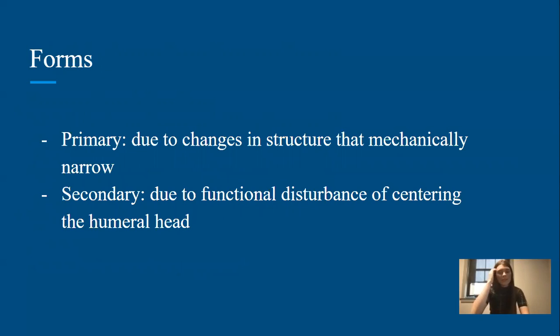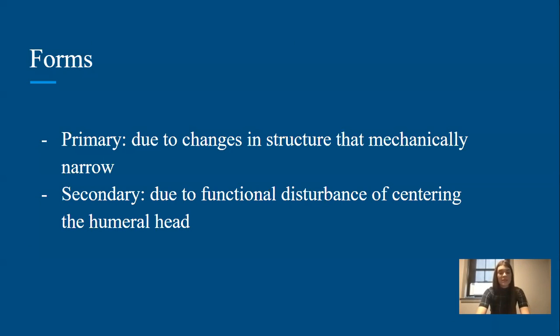It is important to mention that subacromial impingement syndrome has 2 different forms. So we have primary and secondary forms. The primary form of impingement is when the impingement is caused by changes to the structure that mechanically narrow the subacromial space. The primary form of impingement can be from bony narrowing on the cranial side, which is also called outlet impingement, bony malposition after a fracture of the greater tubercle, or an increase in the volume of the subacromial soft tissue on the caudal side, which is also known as non-outlet impingement.